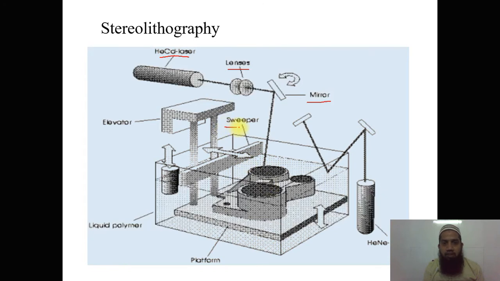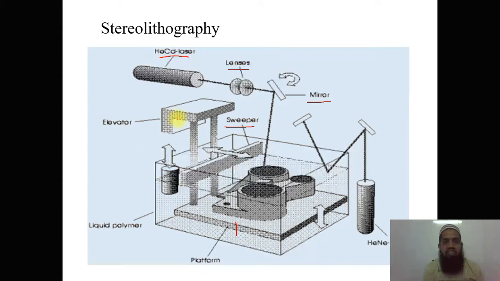Here we have the sweeper. This sweeper is responsible for flowing one layer of the photosensitive polymer liquid, and one layer is formed on the platform. This is the platform. One layer is formed and after that the laser light falls on it. The one layer has been completed, and as soon as that is done another layer is formed by the sweeper.